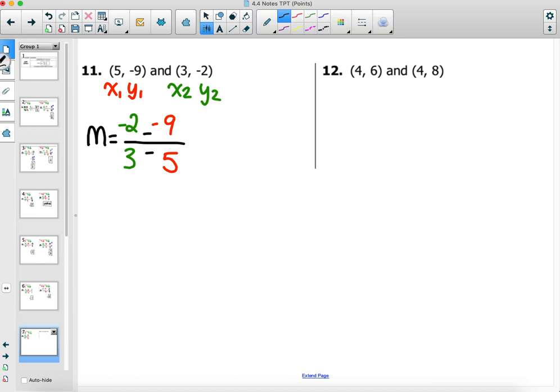Simplify, negative 2 minus a negative 9 is 7. 3 minus 5 is negative 2. This is in simplest form, so the slope is 7 over negative 2, or negative 7 over 2.